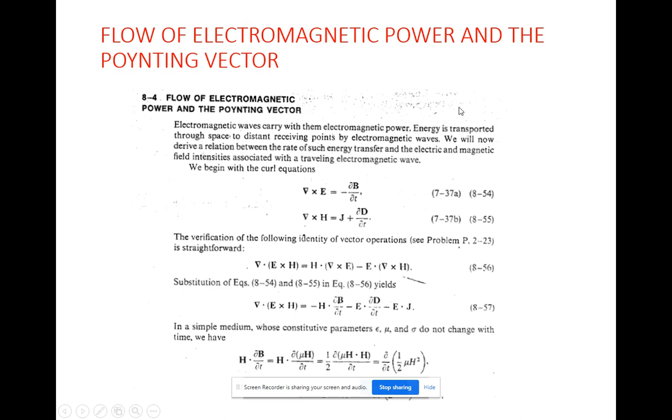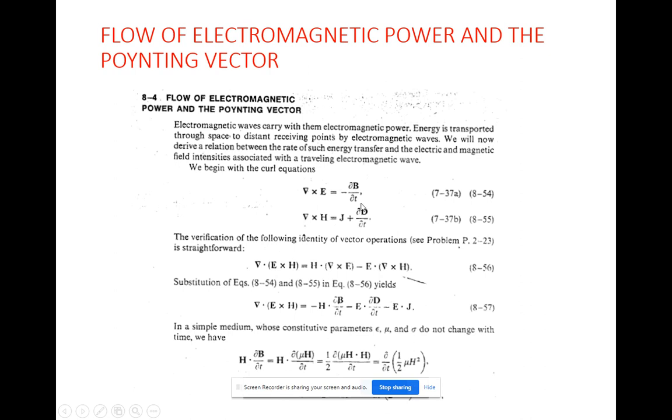Here we are going to derive the electromagnetic power by using the electric and magnetic field intensities. So using electric and magnetic field intensities, we derive the energy, that is, the electromagnetic power. Now we are going to begin with the curl equations. What are the curl equations? Del cross E and del cross H, with electric field intensity and magnetic field intensity.